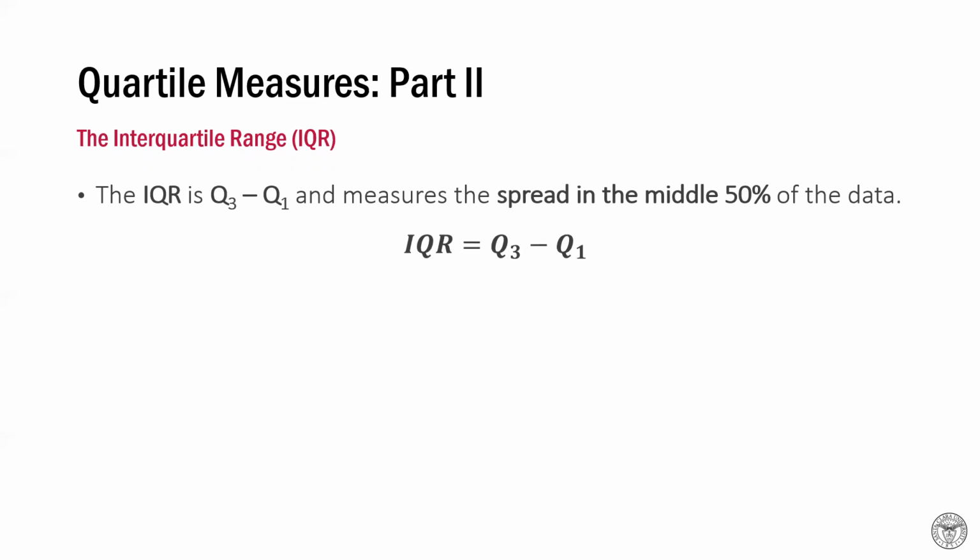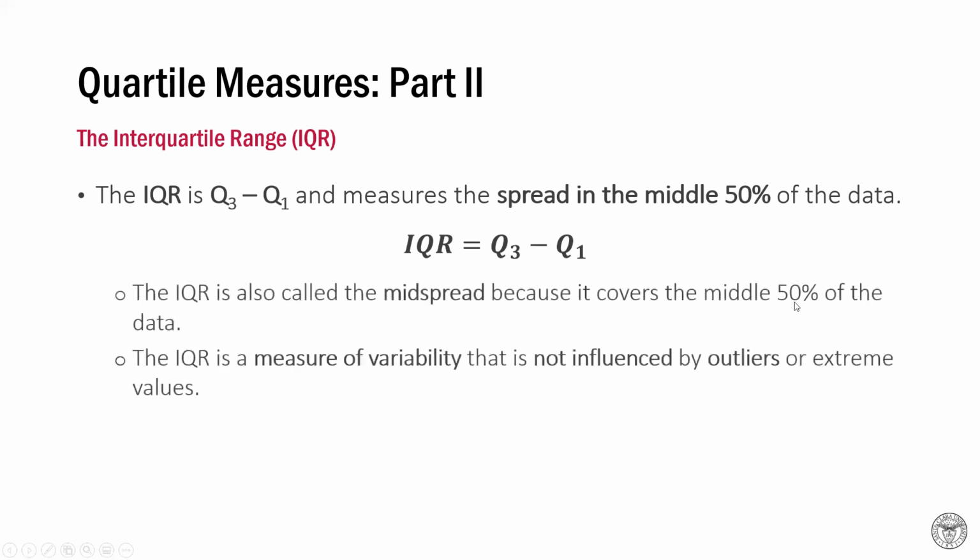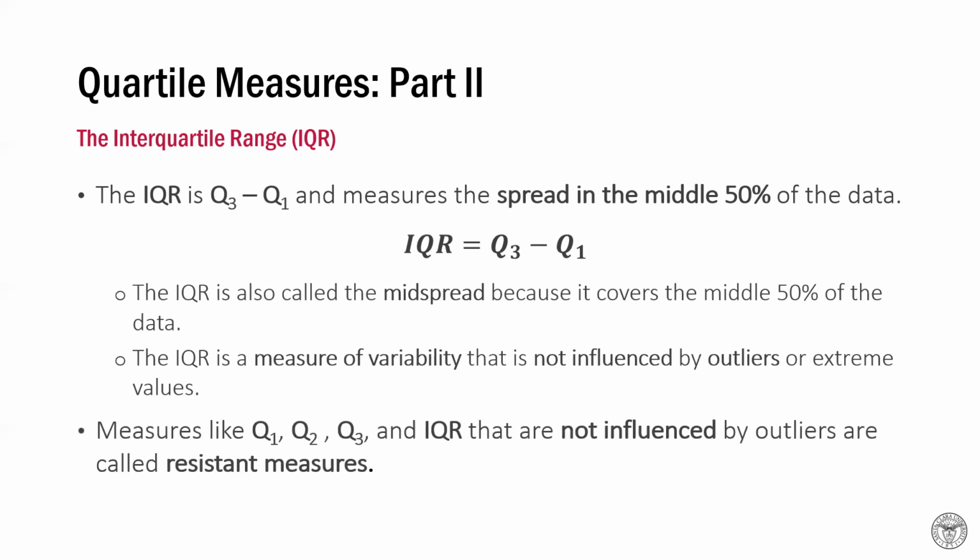IQR is also referred to as the mid-spread because it covers the middle 50% of the data. Compared to the range, the advantage of IQR lies in its independence of the outliers. Because the measures of the quartiles and IQR are not influenced by outliers, we also call them resistant measures.